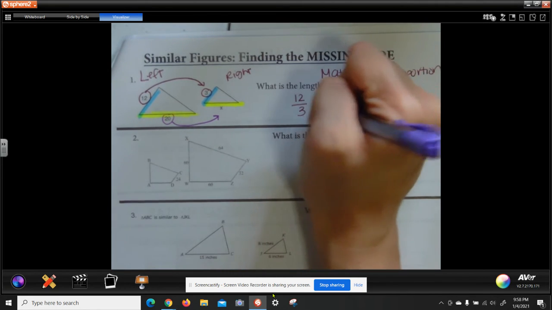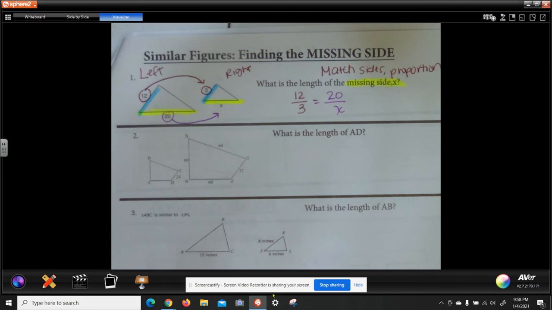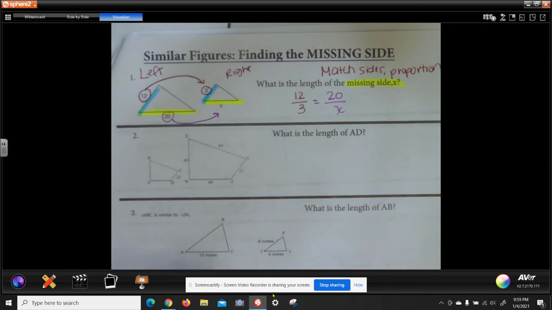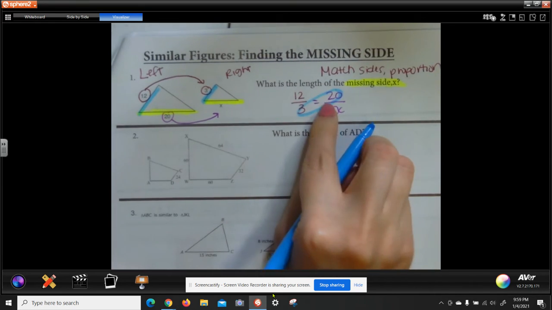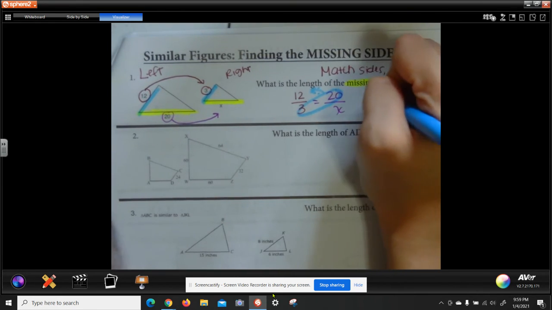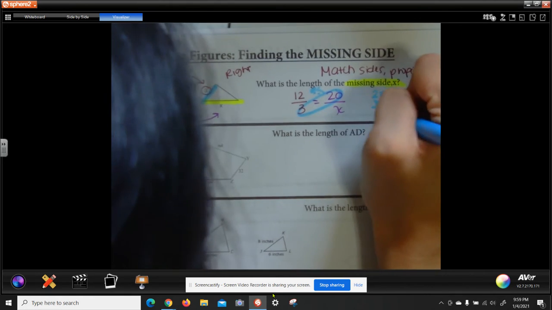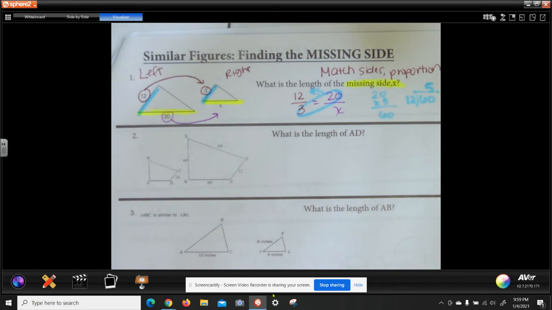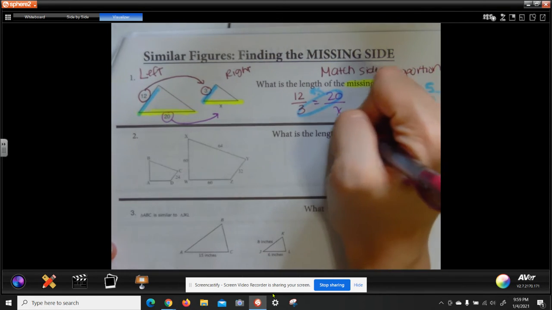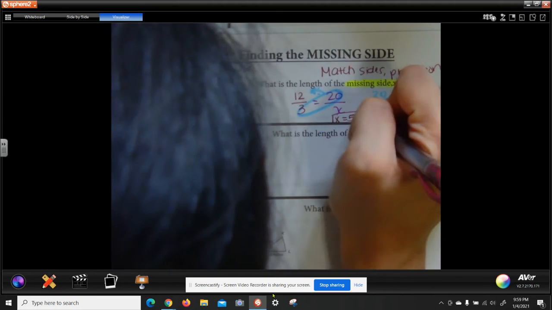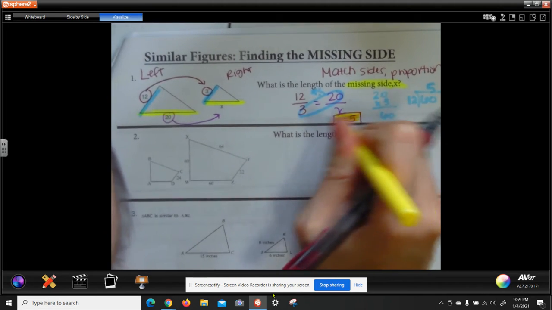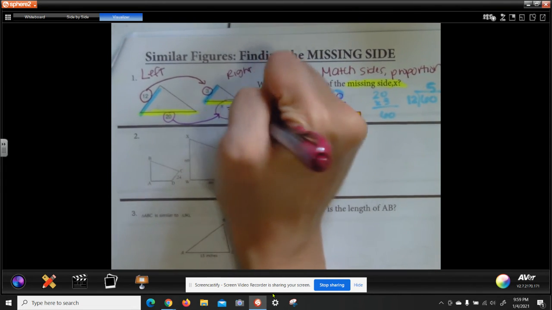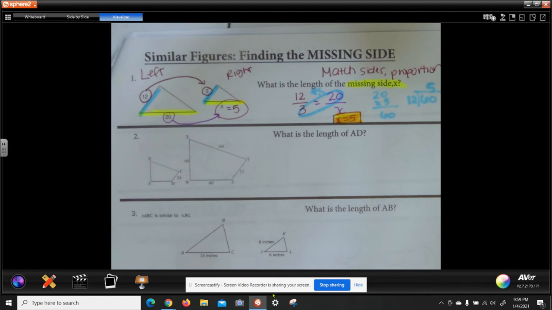Once you have your proportion, if there's no shortcut, like 12 times what gives you 20, then you just solve it like we normally do. 20 times 3 divided by 12. So 20 times 3 is 60. 60 divided by 12 gives you 5. So the missing side that we were looking for, X equals 5. X here measures 5. Okay?